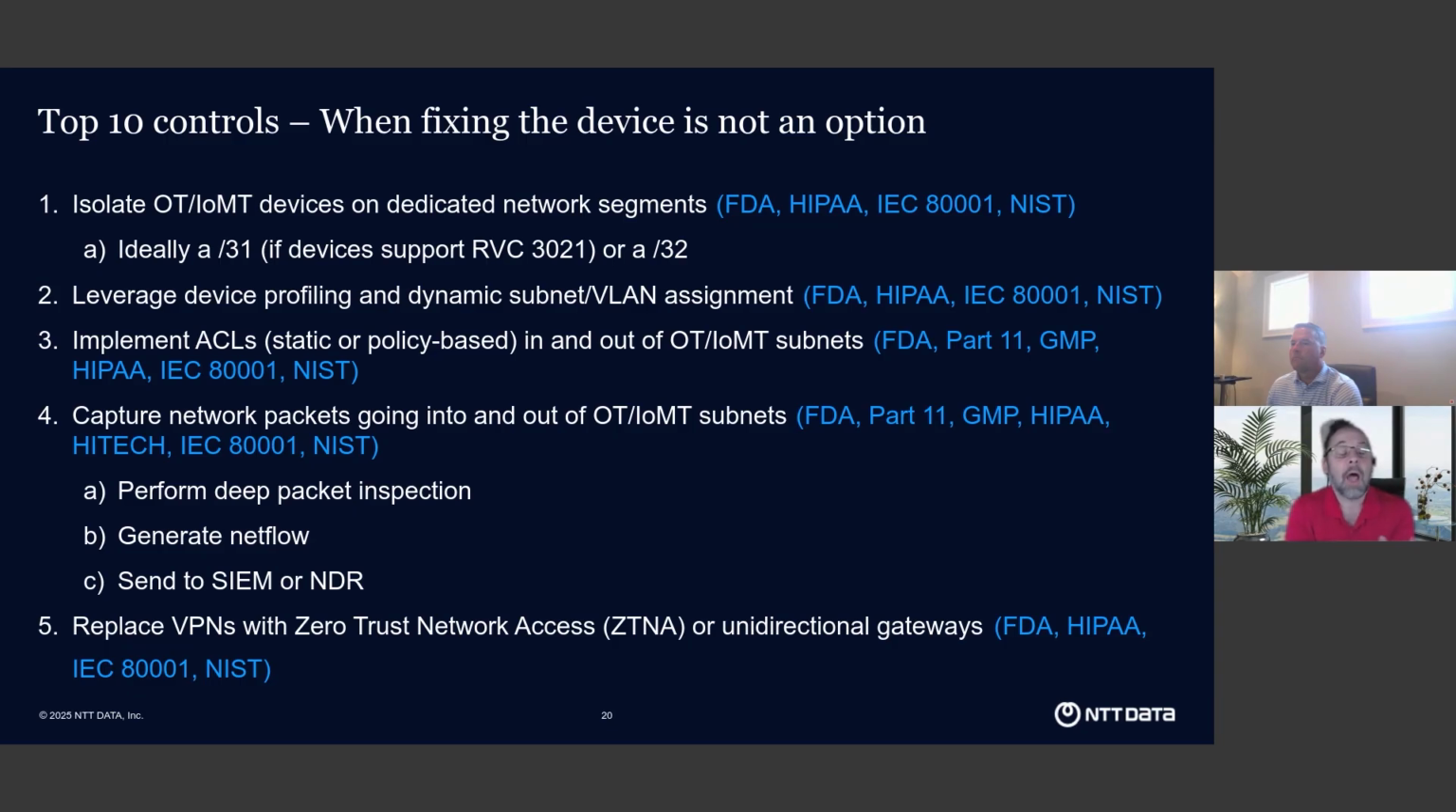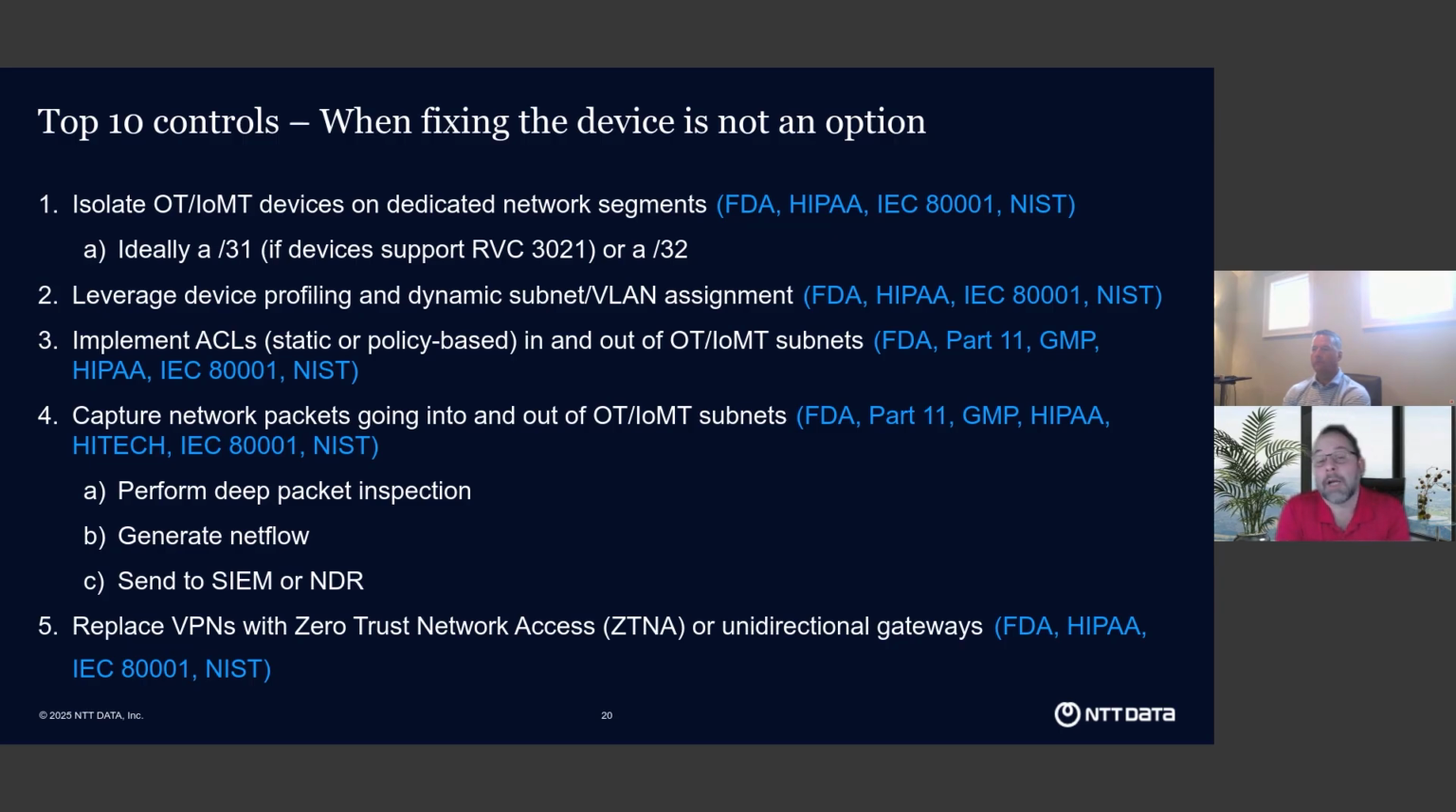This is going to be benefited by using something like device profiling and dynamic subnet VLAN assignment, which is exactly what I was just talking about, right? Being able to, in an automated way, as much as possible, determine what type of device it is based on its MAC address, based on the ports that it has open, based on its behavior in some cases, and then dynamically doing that assignment. Implementing access controls into and out of those subnets, it doesn't do a lot of good to create a whole bunch of subnets if you're not restricting access within and without those subnets.